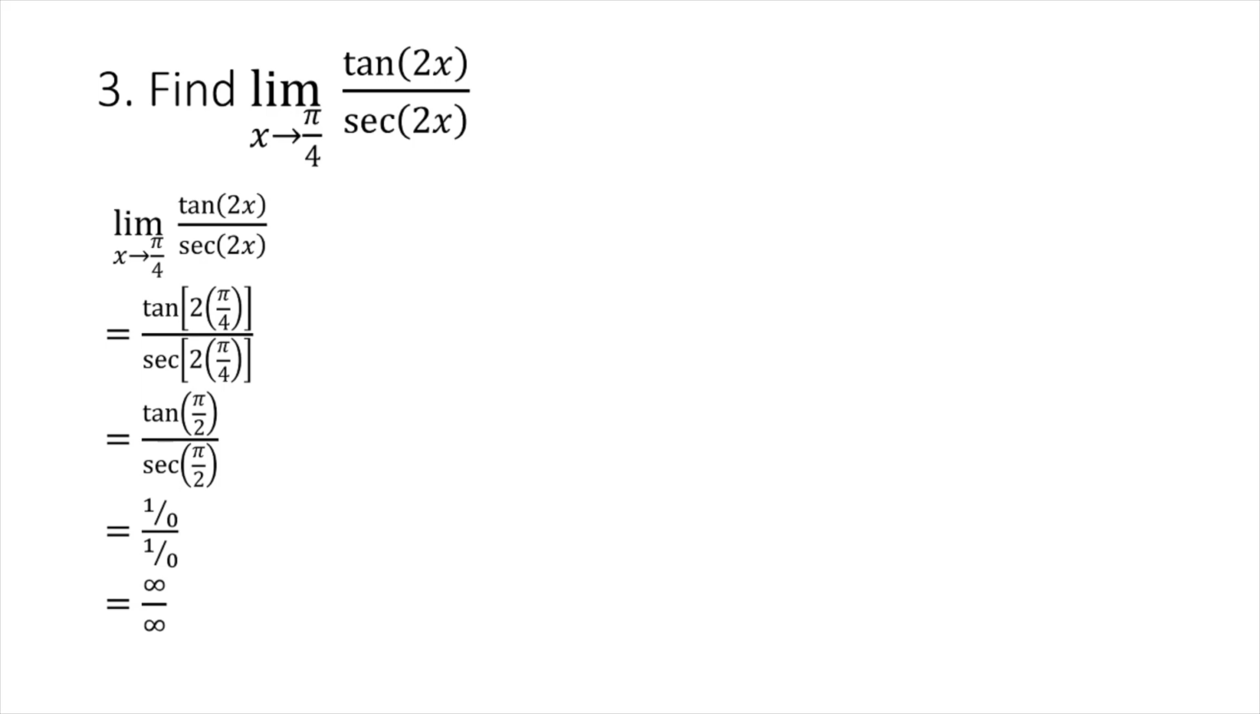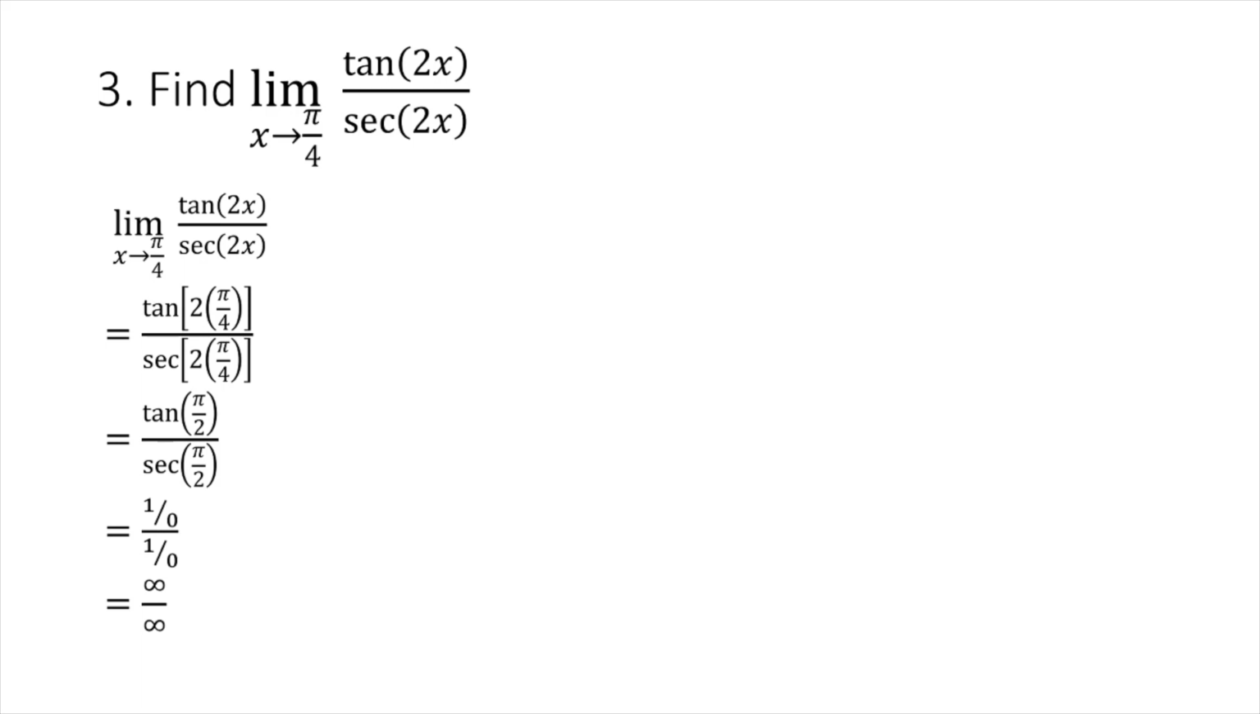Since we have an indeterminate form, we can proceed to the next guideline where we apply some techniques. In this case, we can use identities. So let's simplify tangent of 2x over secant of 2x using their identities. We know tangent is the ratio between sine and cosine, and secant is the reciprocal of cosine.